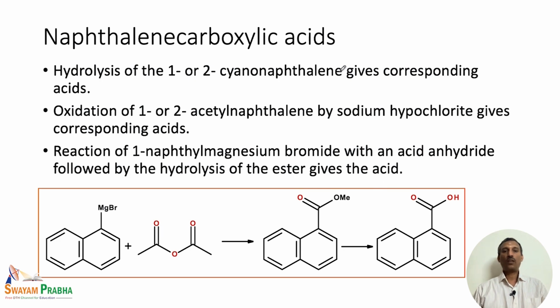Let us look at naphthalene carboxylic acid. The hydrolysis of 1- or 2-cyanonaphthalene generally gives the corresponding carboxylic acid, and the oxidation of 1- or 2-acetylnaphthalene by sodium hypochlorite also gives the corresponding acids. So, these are all simple and direct methods of preparing the corresponding naphthalene carboxylic acid. And the reaction of 1-naphthyl magnesium bromide with acetic anhydride gives the corresponding ester, and the ester can be hydrolyzed to get the corresponding carboxylic acid. So, if we start with 1-naphthyl magnesium bromide, we end up with 1-naphthalene carboxylic acid. Depending on the position, we can get the corresponding naphthalene carboxylic acid product.